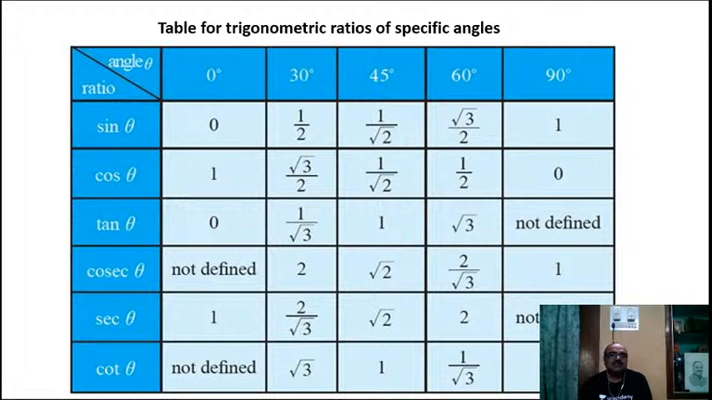Tan theta is 0. Tan 30 is 1 by root 3. Tan 45, very easy and simple to remember, is 1. Tan 60, see the tan 30 and tan 60 relations only. Tan 60 is root 3 and tan 90 is not defined, because sine by cos becomes tan. For 90, sin 90 is 1, cos 90 is 0. 1 by 0 becomes infinity, so it is not defined.